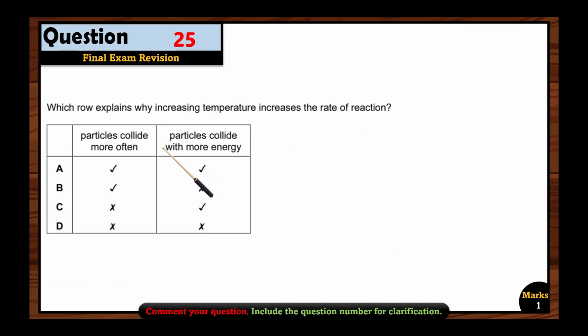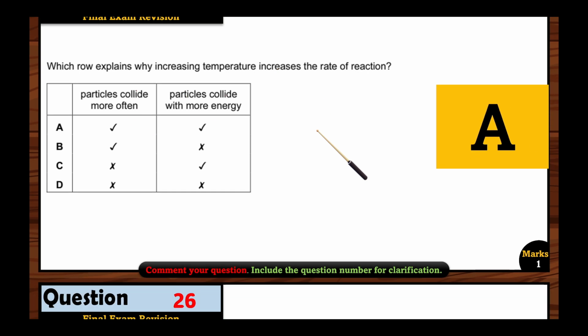Question 25. Which row explains why increasing temperature increases the rate of reaction? Particles collide more often. Yes, that's right. Both options are right. Particles collide with more energy. Yes, that option is also right. So option A is the right option.